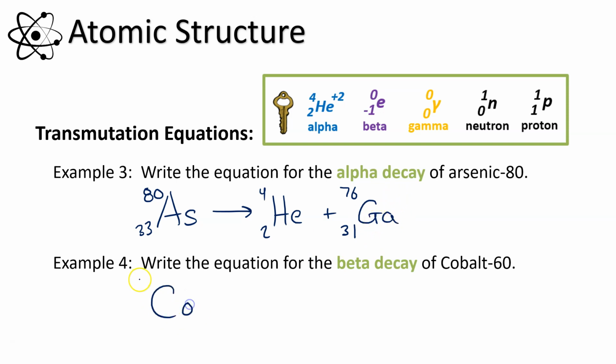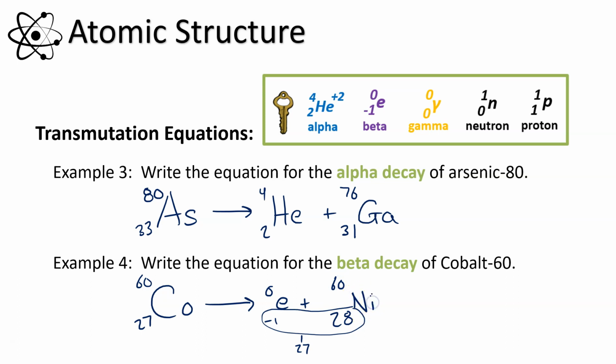If cobalt 60 undergoes a beta decay, we'll start with the symbol for cobalt 60. I believe cobalt has 27 protons. This atom will decay, emitting this time a beta particle, which weirdly enough means my new atom has 28 protons. 28 plus -1 gives me that 27 that I started with. The mass is still 60, and since it's now got 28 protons, we are back to an atom of nickel. So that wraps it up for this lesson on transmutation equations.